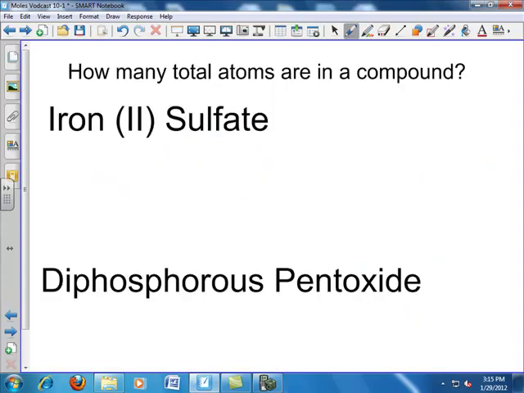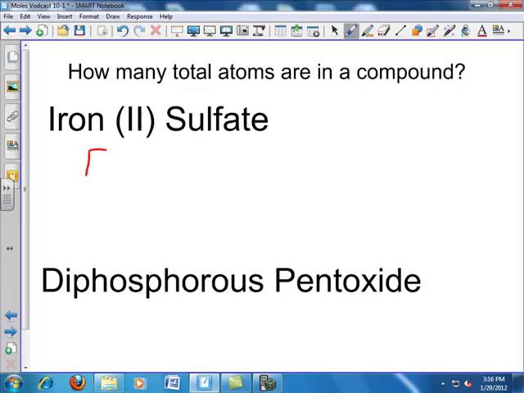Okay, the last thing that's going to happen in this particular section is you're going to be asked how many total atoms are in a compound. So one of the first things you're going to have to be able to do is write the formulas. Again, writing formulas from this point to the end of the year will never go away. So you may as well just keep on top of it, pull out your polyatomic ion sheet, and let's rock and roll.